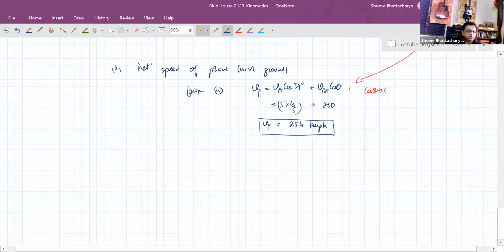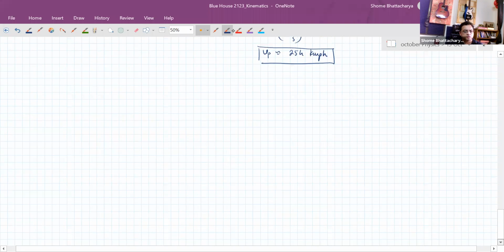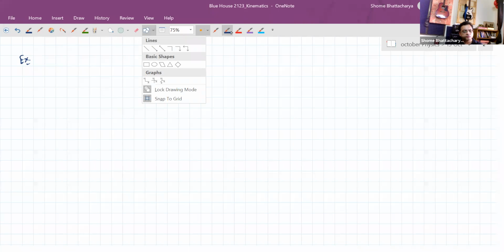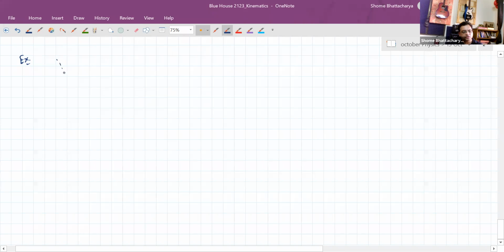Okay, so this question is clear, I hope. Now we will do one more example of the situation of moving rain. I mean, a person moving with respect to rain. Okay, let's look at that example. So rain is falling like this in a slanted sort of manner.